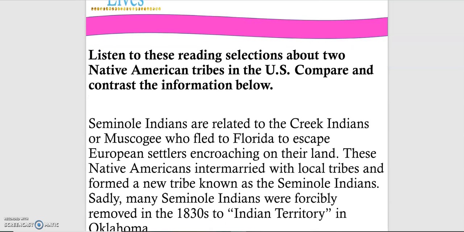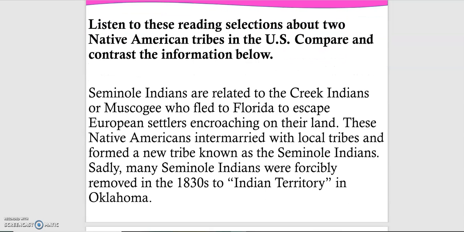Now let's listen to this passage so we can compare and contrast. Seminole Indians are related to the Creek Indians, or Muskogee, who fled to Florida to escape European settlers encroaching on their land. These Native Americans intermarried with local tribes and formed a new tribe known as the Seminole Indians. Sadly, many Seminole Indians were forcibly removed in the 1830s to Indian Territory in Oklahoma.